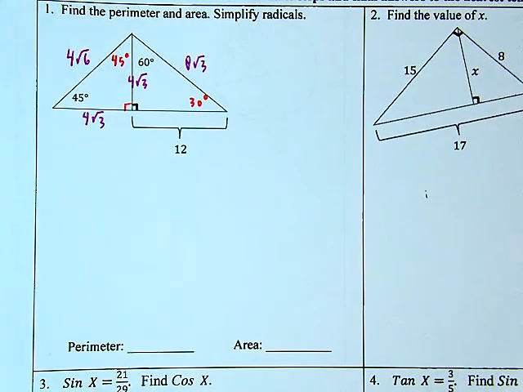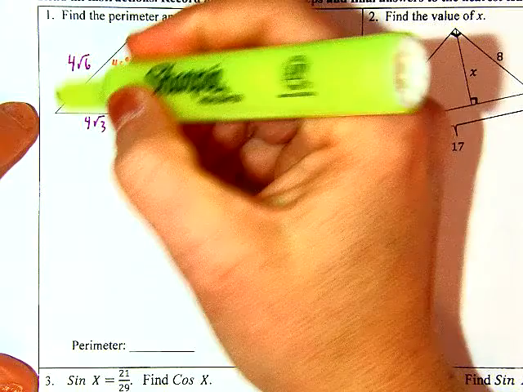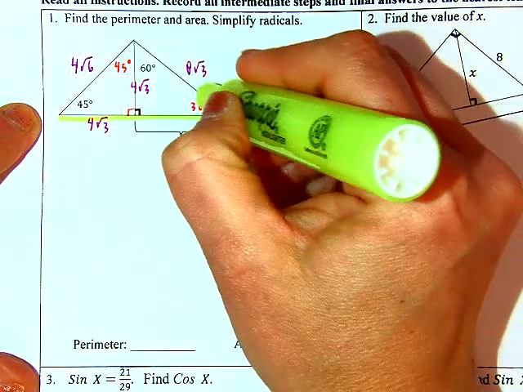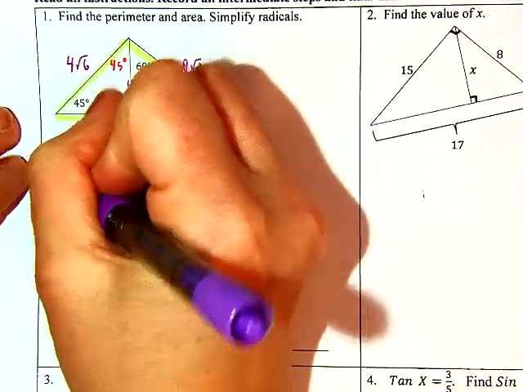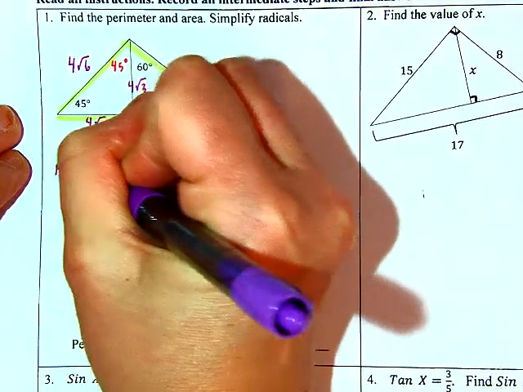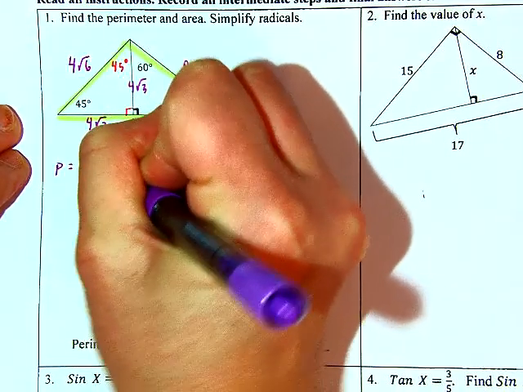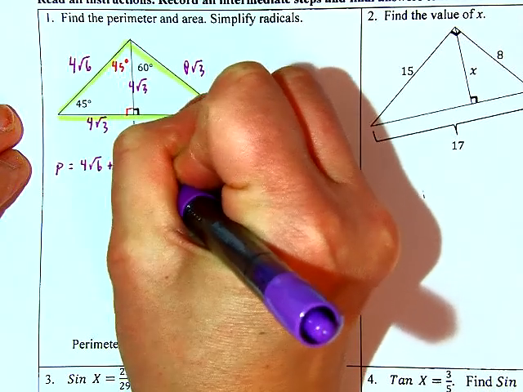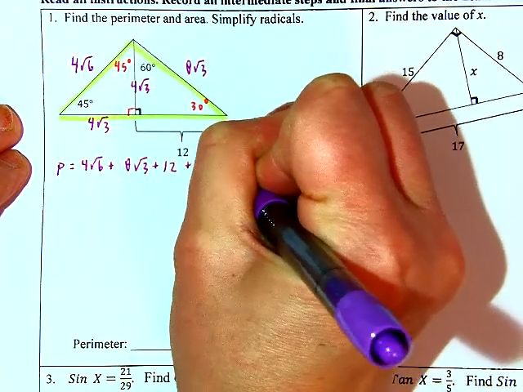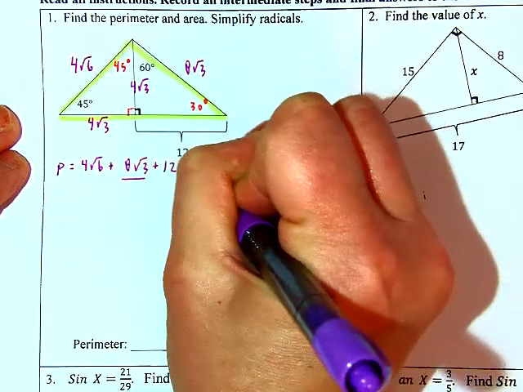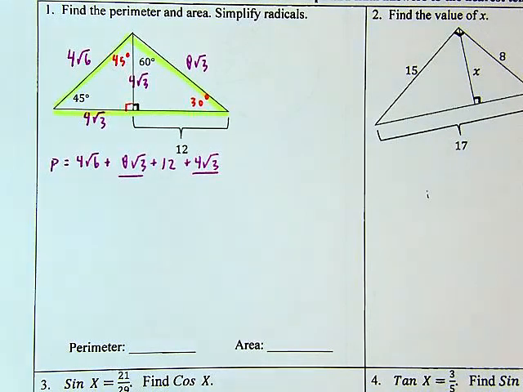Okay, so now my perimeter, I'm looking at the total distance around my figure. So what I have marked here in yellow. So here for perimeter, if I add up all of those sides, I'm taking the 4 root 6, adding the 8 root 3, adding the 12, and the 4 root 3. So these are like terms right there. They're the only ones we have. So I can only consolidate the 8 root 3 and the 4 root 3.